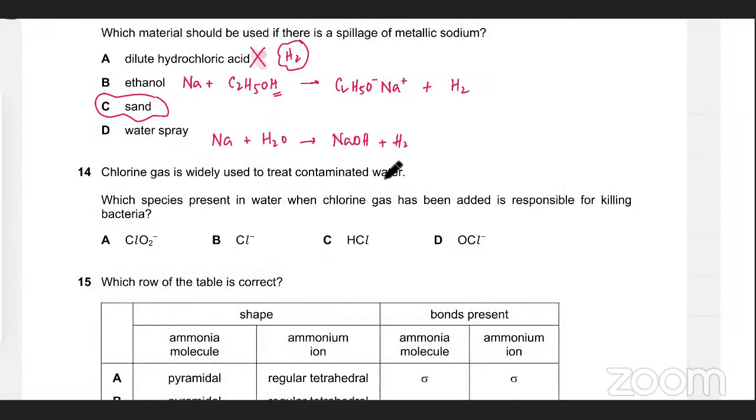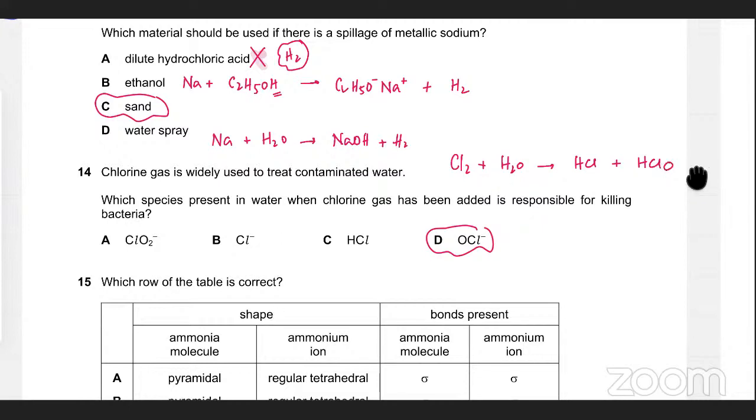Chlorine gas is widely used to treat contaminated water. Which species present in water when chlorine gas has been added is responsible for killing bacteria? So it's this one. When you add Cl2 as a disinfectant to water, two acids are produced. One is HCl, and the other one is HClO. So this one over here is the one that is responsible for killing bacteria.